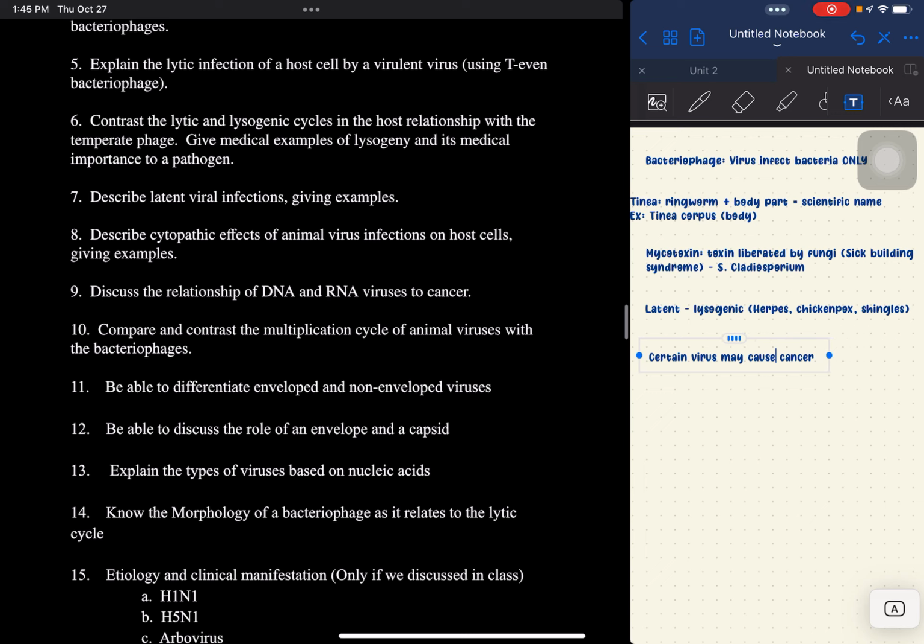Explain the types of viruses based on nucleic acids. That's depending on the RNA and DNA. That's it. DNA, RNA virus.